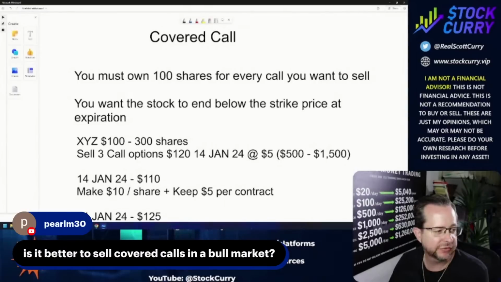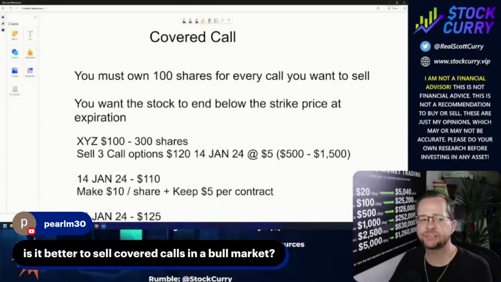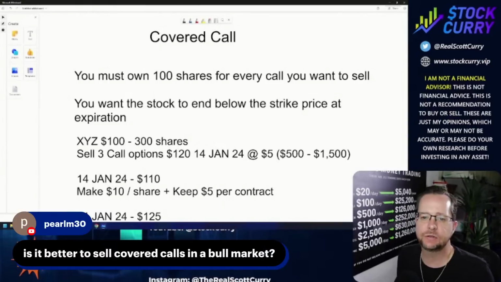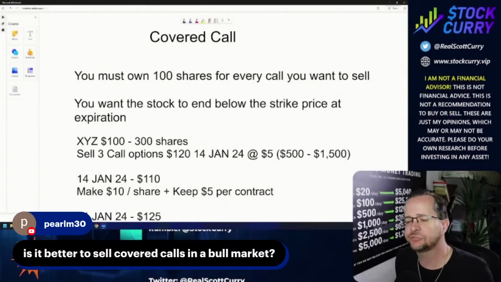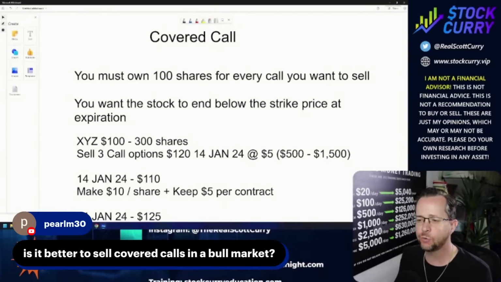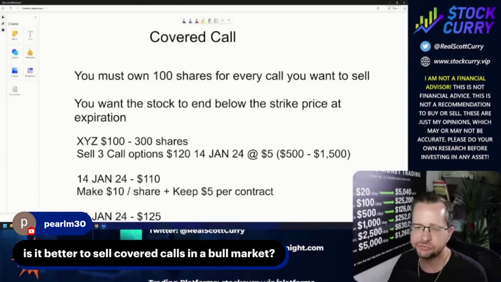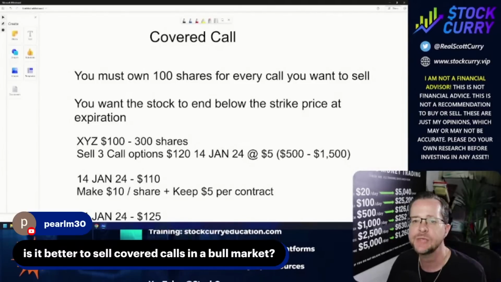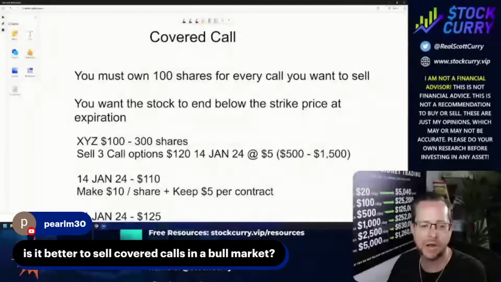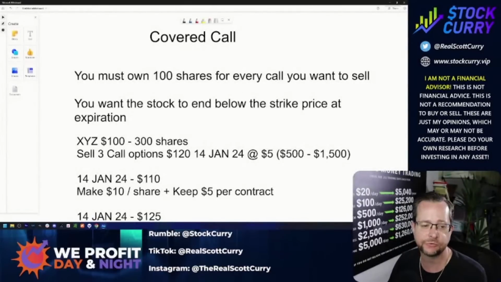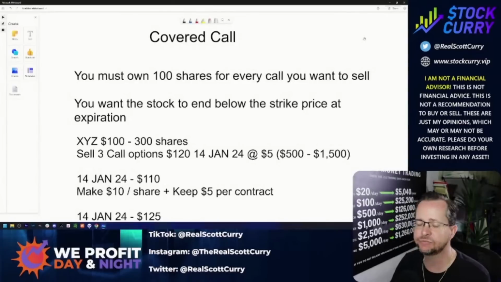Is it better to sell covered calls in a bull market? Yes. In a bear market, you don't want to be locked into your stock position. You want to be able to sell out so you don't lose too much money. So definitely you want to be doing this in a bull market. The good news is the stock market is almost always in a bull market. There are some exceptions like 2022, but usually this will work. Obviously, in a bear market, you do not want to do this because you will lose money. But in a bull market, it's definitely a way of increasing your profits.